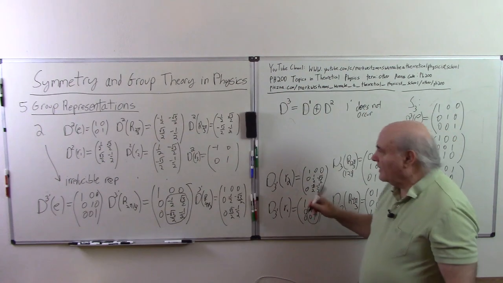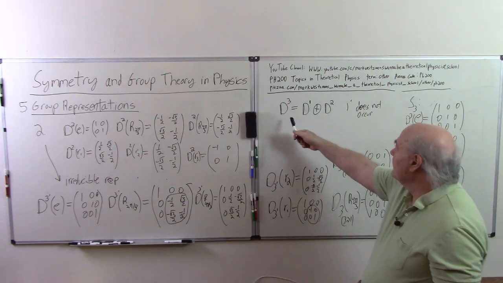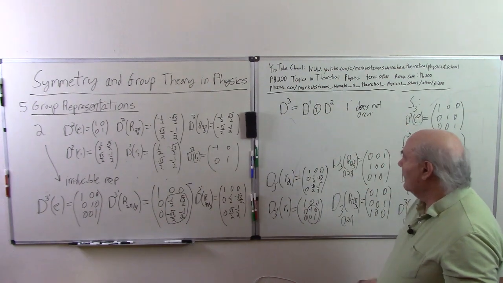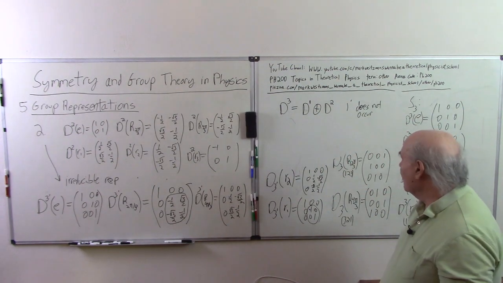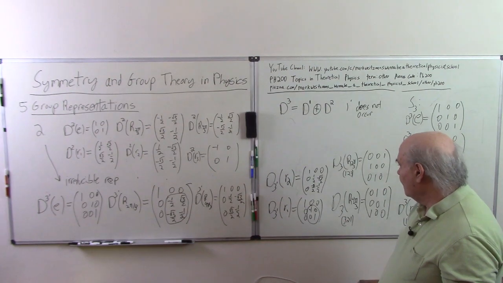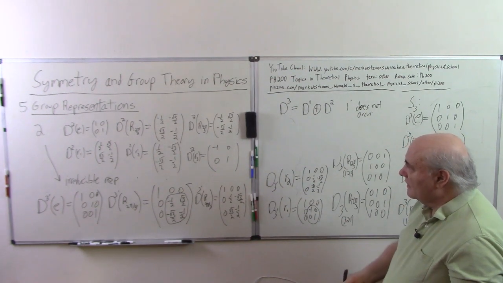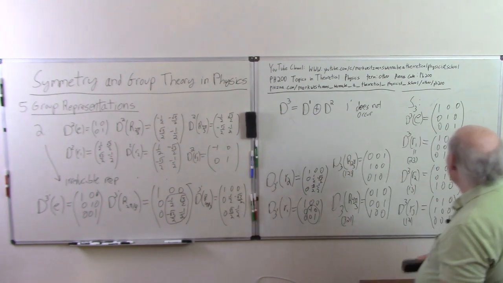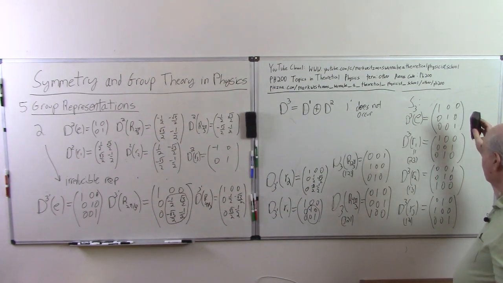So this is an example of a 3-dimensional representation. This is the reduction we want to do. We want to get its component parts. And we'll see the use of this later. I want to cover a few more things right now real quickly.